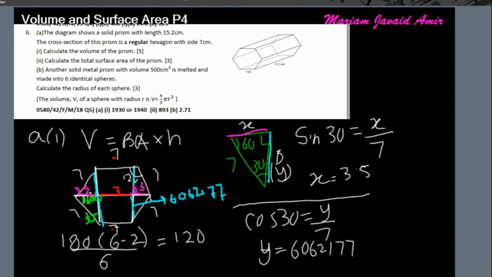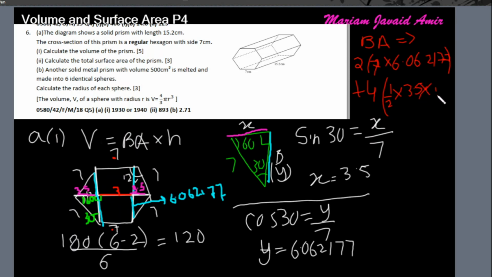Now I'll simply add the areas of 2 rectangles and 4 triangles to get the base area. So let me write that here. Base area will be equal to 2 times the area of the rectangle, which is 7 times 6.062177. This value is still being shown in our calculator, so we'll use it as it is, plus 4 times half into base into height, which is again 6.062177. So the base area comes out to be 127.3097.